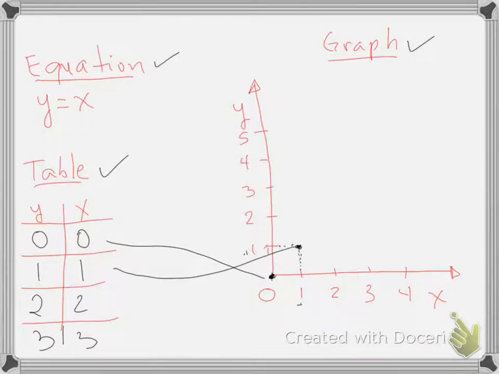1, 1. Then you have 2, 2. The same situation comes up right here. 2, 2 is going to be right here. Okay, and then 3, 3. You can see that, 3 right here, 3 right here. So you have a dot right here. 4, 4 is going to be right here.